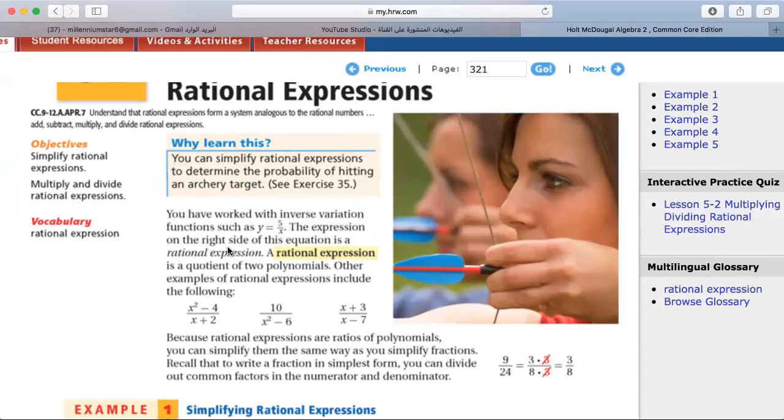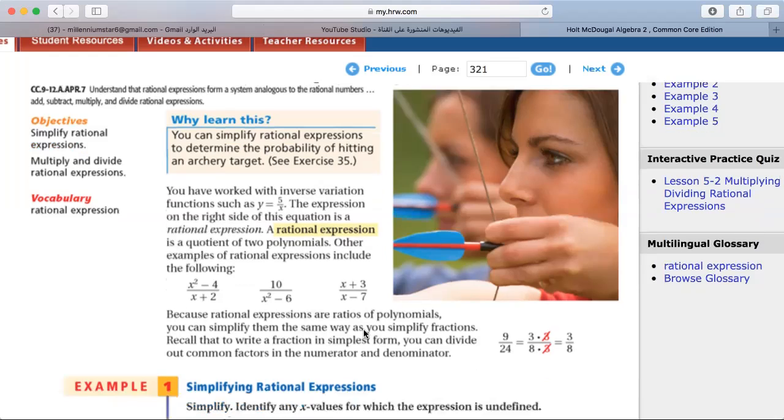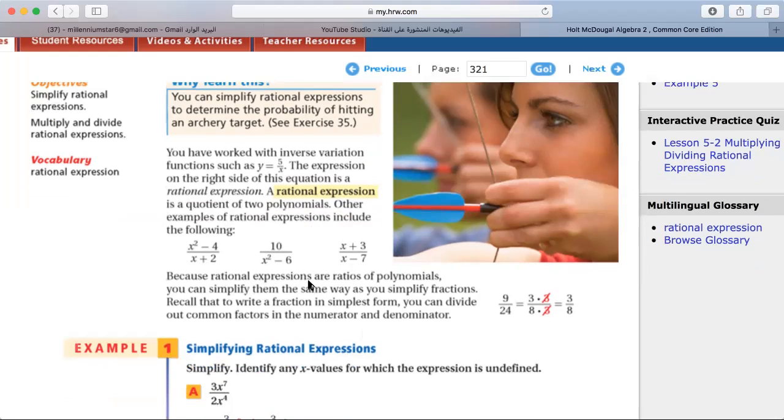The expression on the right side of this equation is a rational expression, 5 over x. A rational expression is a quotient of two polynomials. Other examples of rational expressions include the following: x squared minus 4 over x plus 2, or 10 over x squared minus 6, or x plus 3 over x minus 7. Because rational expressions are ratios of polynomials, you can simplify them the same way as you simplify fractions.